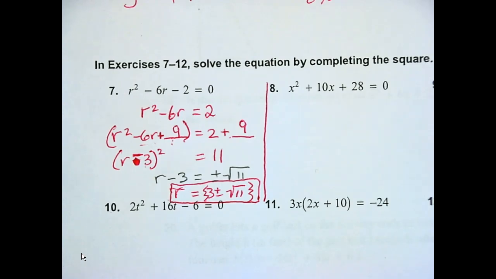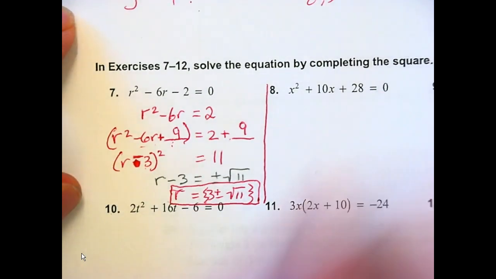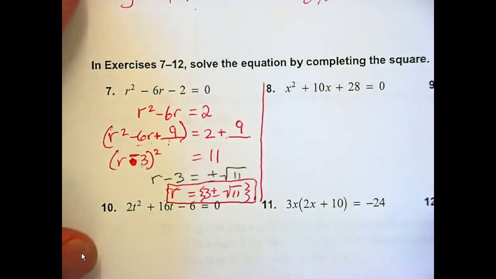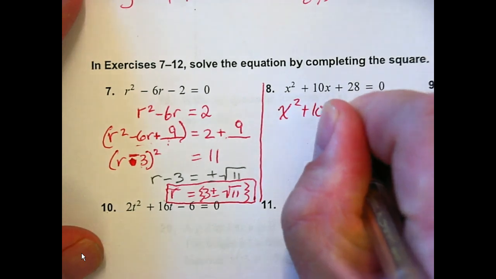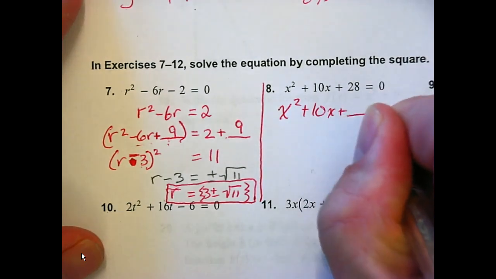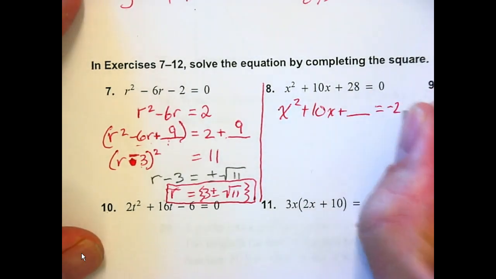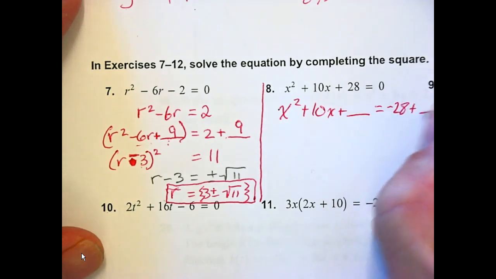All right. Everyone try number 8 on your own. All right, let's check it. So x squared plus 10x plus our extra seed on the right is equal to -28 plus the extra seed on the right on that side.